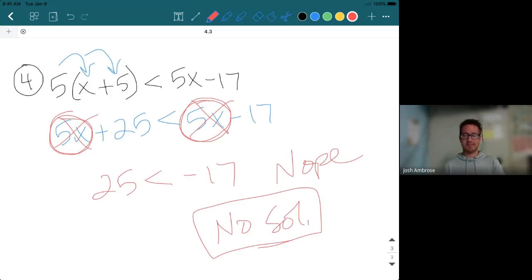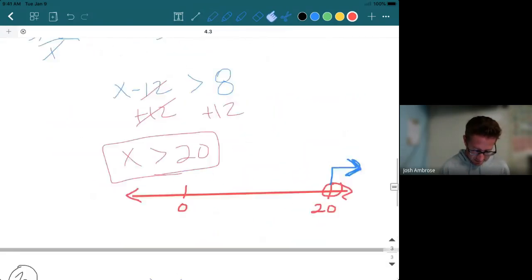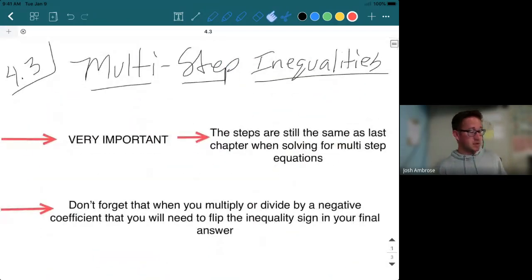No solution. All right. That covers the notes for today, guys. Yep, last example problem. Make sure, again, you're watching this, you're copying all the notes down and all the example problems down. Do all of that, and you guys are going to be just fine.